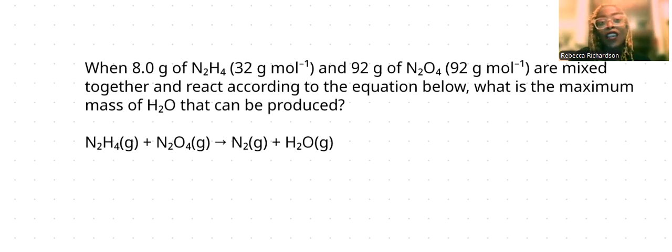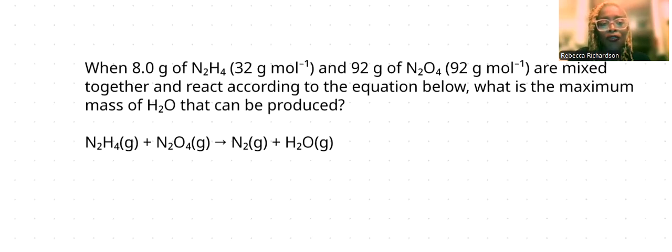So, when 8 grams of N2H4 and 92 grams of N2O4 are mixed together and react according to the equation below, what is the maximum mass of H2O that can be produced? So we were given the grams for each reagent, and we were given the molar mass. We were also given the equation, but this equation isn't balanced.